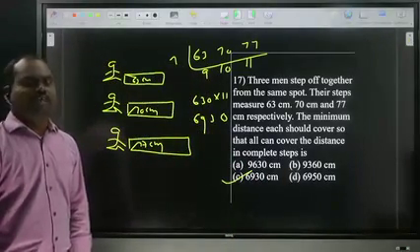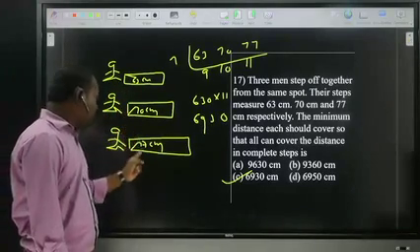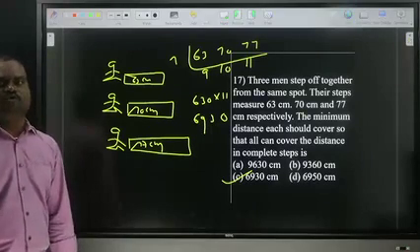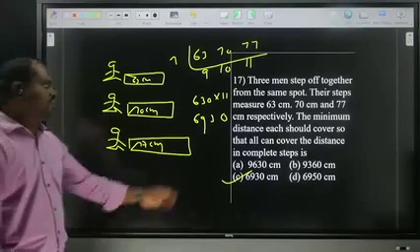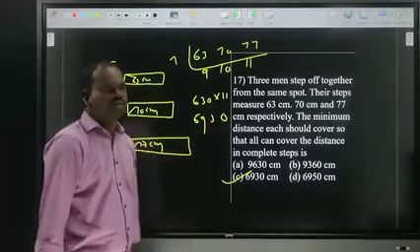Okay, we have to get such a number in the 63 table, 70 table, and 77 table. All should match at the same place, all should cover the same distance, meaning complete steps. All should match at the same place. Okay?